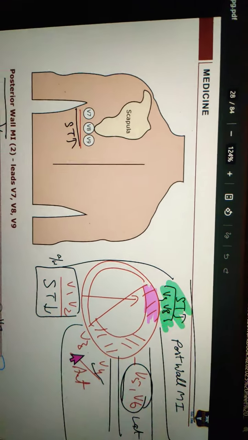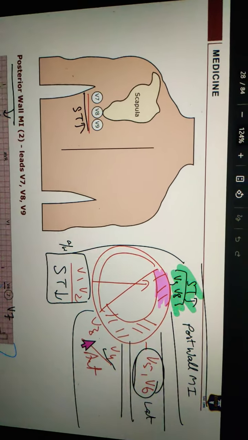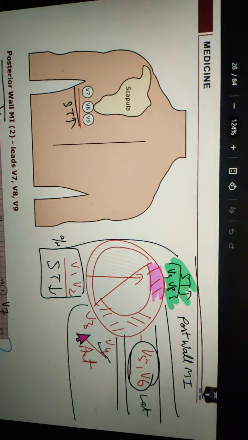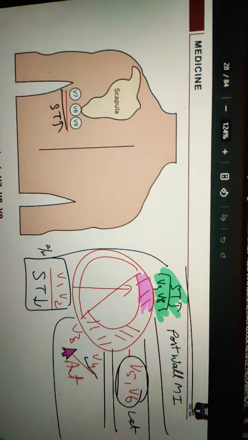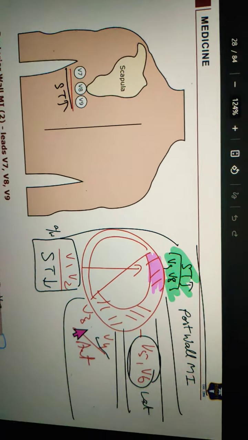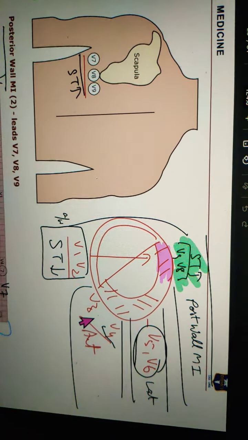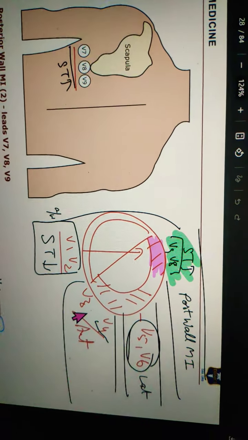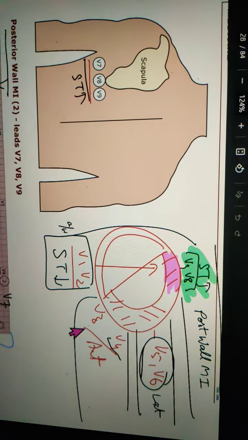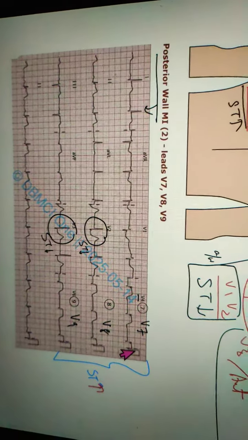In case of posterior wall MI, first we have to place the leads V7, V8, V9 in the same fifth intercostal space, but behind and under the scapula. On doing so, you can see clearly that we have V5, V6 which is lateral, and then going back you have the posterior wall leads.